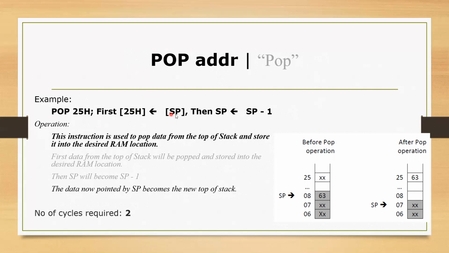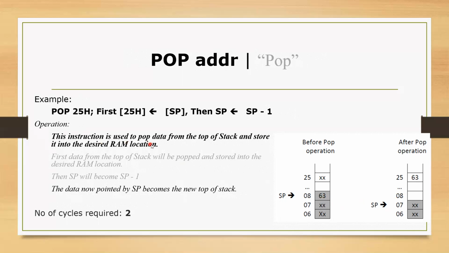So the location pointed by the stack pointer to the memory location specified in the address. First we copy data from the stack top to the location 25 hex. So first we copy 63 to location 25. That is, 63 is copied to location 25. Here the data is erased. So here the 63 will be erased and the stack pointer is decremented by 1. So now the stack top is 07.